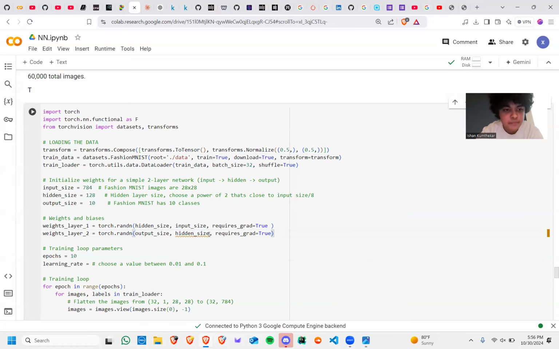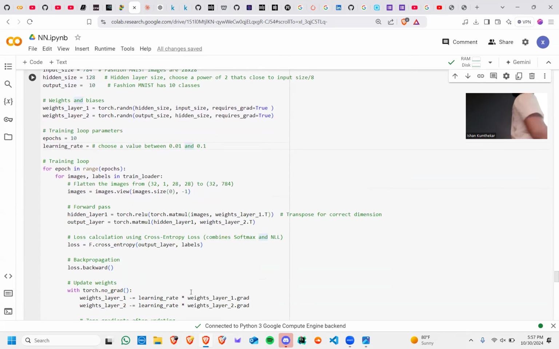Oh, my bad. We have, just for the sake of it, 10 training loops because we have less time, and for some reason my computer doesn't run these loops very quickly. So we'll just do 10.